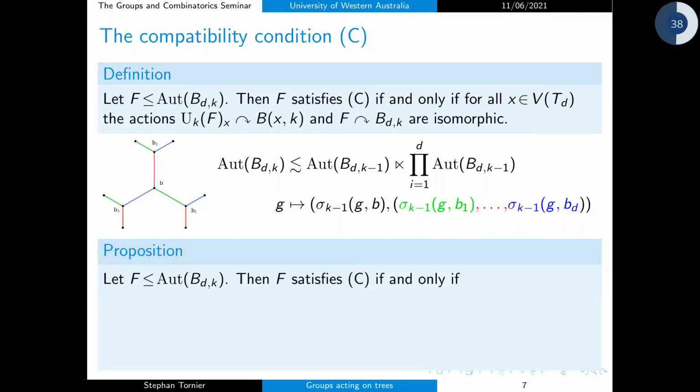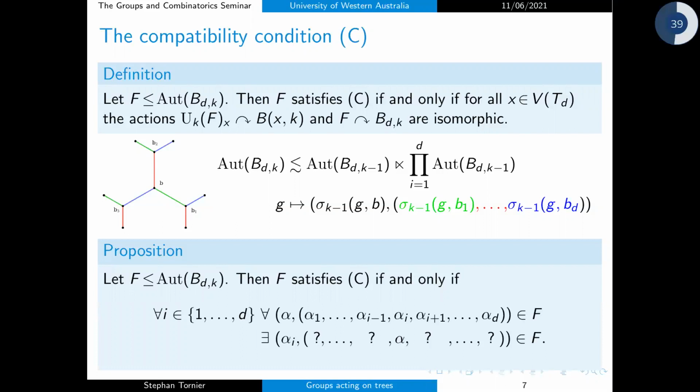Okay, anyway, that's how I describe these automorphisms. And then the way this condition works out is the following. For every direction that I could walk in from the center, so i in 1, 2, 3 up to D, and for every element of the group written in this way I've described above, there is another element of the group which has the property that its ith coordinate in the tuple here is swapped out with the local action around the center. So you see alpha and alpha i have swapped position. And all the other coordinates, I don't care what happens there, as long as it's still an element of F.